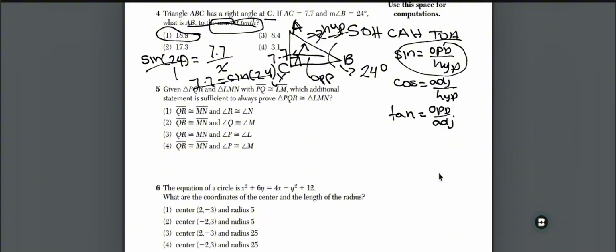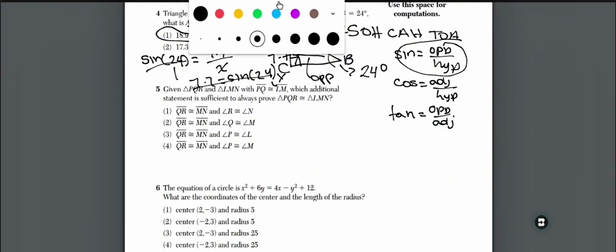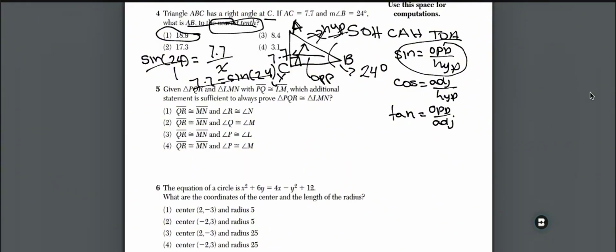Now, question number 5 says, given triangle PQR and triangle LMN with line segment PQ congruent to line segment LM, which additional statement is sufficient to always prove triangle PQR is congruent to triangle LMN? Please draw out your triangles. Please draw them out. You're going to avoid making mistakes.